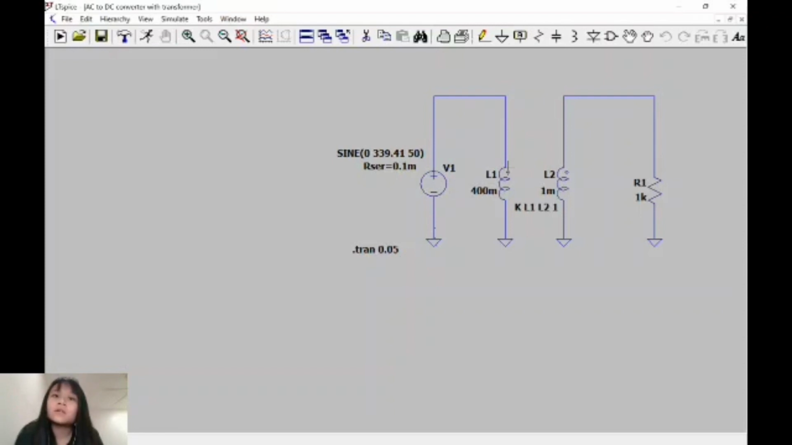And the second one, the 1000 ohm resistor, is added to the secondary circuit to prevent any errors while we simulate the circuit. Now I'm going to run the result.